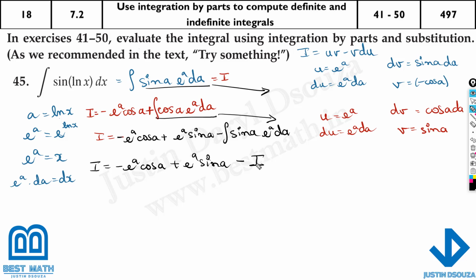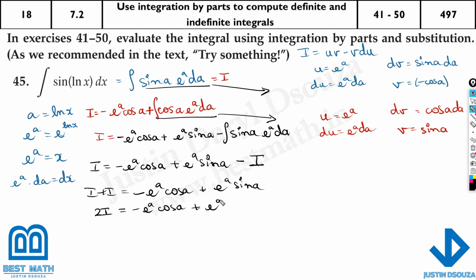So I'm getting back a recurring term as I. I'll keep on getting that. So I write it as I, that is what we have got. So we will take this to the other side. Minus I to the other side will become I plus I is equal to this entire thing. Again, minus e to the power a cosine a plus e to the power a sine a. That is now 2I, right? It's I plus I, that is equal to 2I, that is equal to minus e to the power a cosine a.